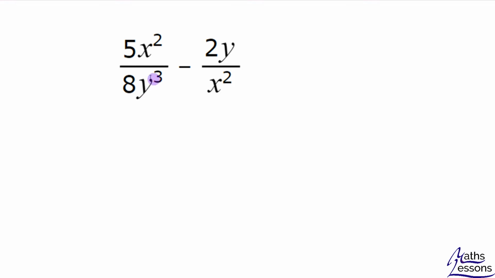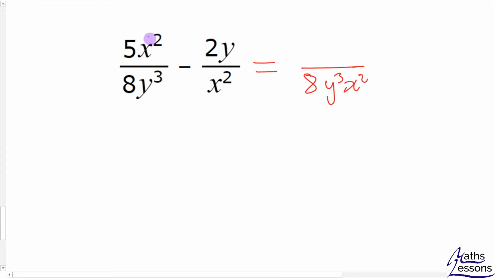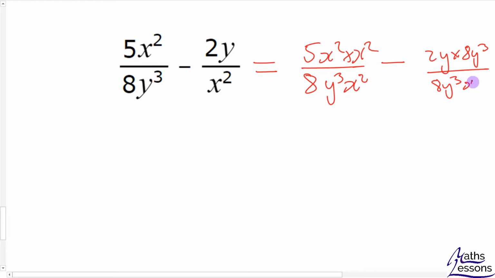Right, so our common denominator here, again there's no common factor, so we're just going to multiply them together. And I'll just get 8y cubed times x squared, so over here 8y cubed times x squared, times the top and by x squared. So I've got 5x squared times x squared minus. Now I'm going to times this by 8y cubed. So I've got 2y times 8y cubed over 8y cubed x squared. I can now write the same denominator.